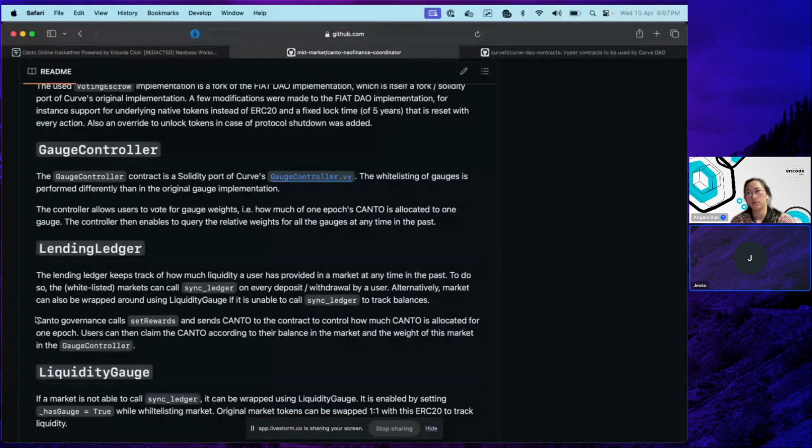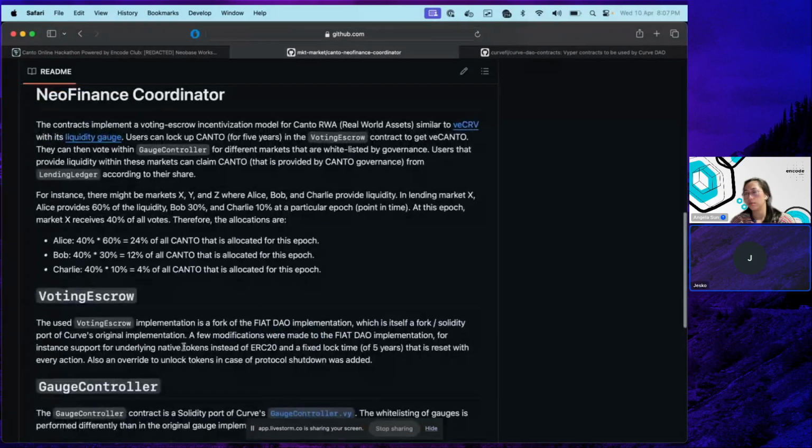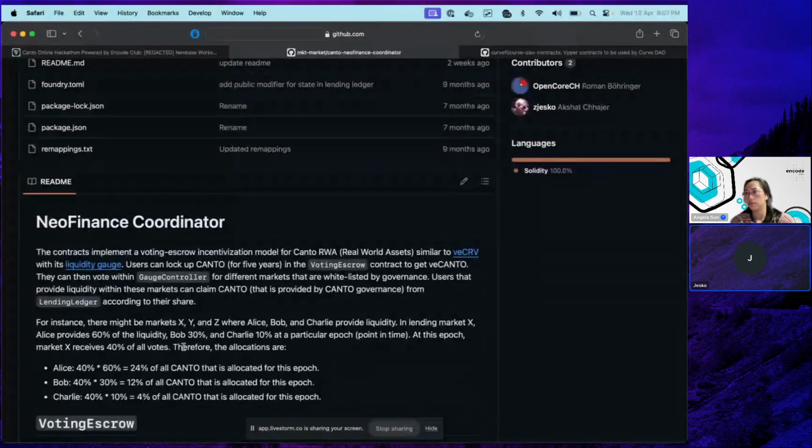So the governance is responsible for calling these rewards and sending these rewards, and then interacting with the lending ledger to distribute the tokens, right? This particular component is not permissionless. It's permissioned by governance. So if we want to enable or whitelist more gauges or more markets for it to work with this coordinator, it needs to be explicitly approved by the governance.